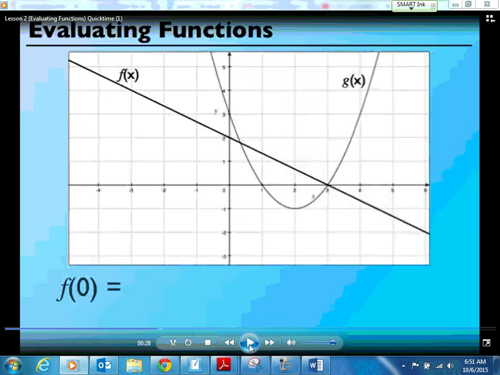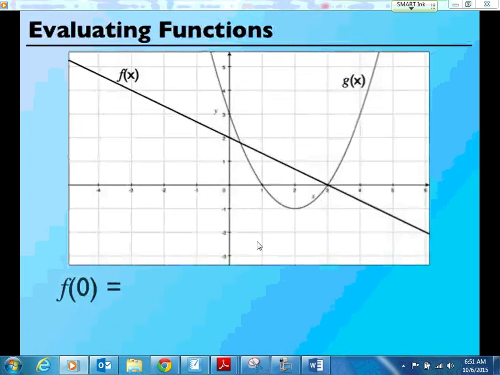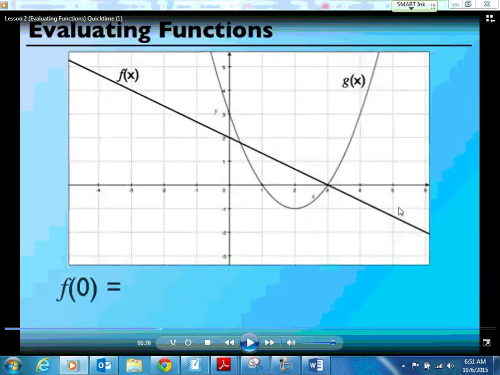All right, now we can also do this graphically, so go ahead and turn to the next page of your notes. We have two functions here again. We have them named. F of x, that's this linear function, and then g of x, that's this parabolic function right here. Now, f of 0, what does that mean? That means that we have an input of 0. F of x is right here, input of 0.